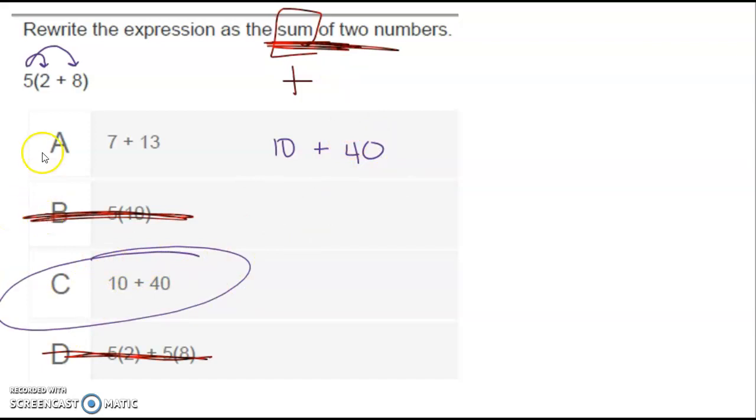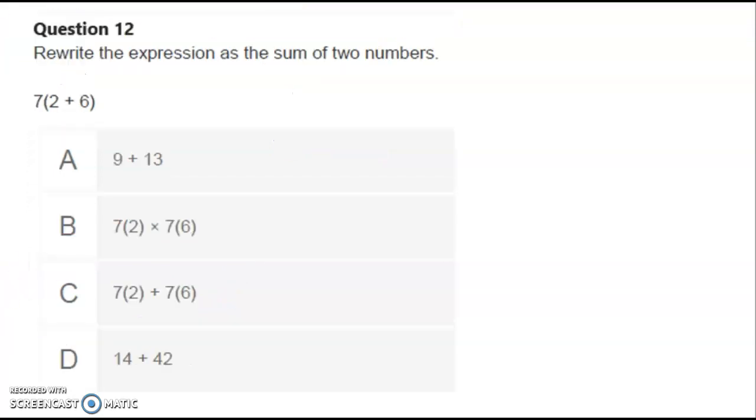Now, don't get me wrong, you would get the same answer if you did 5 times 10, but that's not what it's asking for. It's not asking you to solve. It's asking you to rewrite. So that's the key here. We are rewriting it. We're not changing the word. Okay, last one, and I only have like a minute to do this.